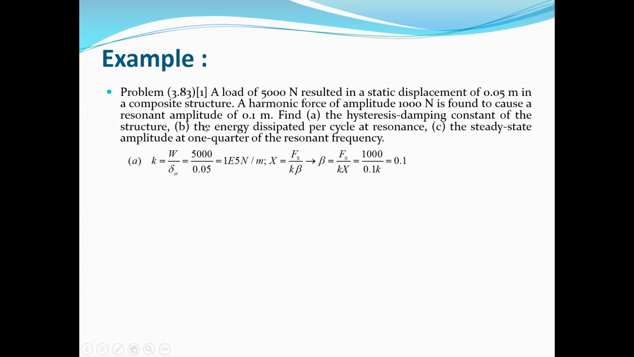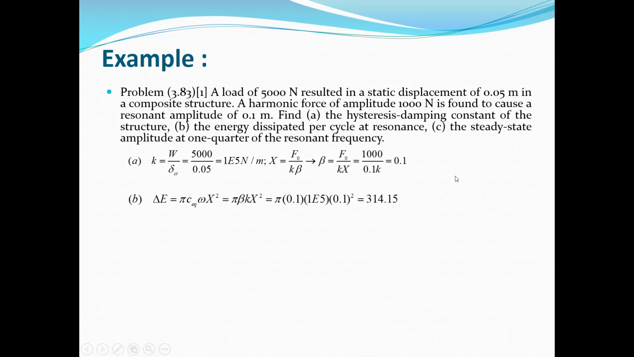We can find the stiffness of the system because we have the weight and the static deflection. And also, by using the equation for the amplitude of the response at resonance, we can find the hysteresis damping constant, which is 0.1.